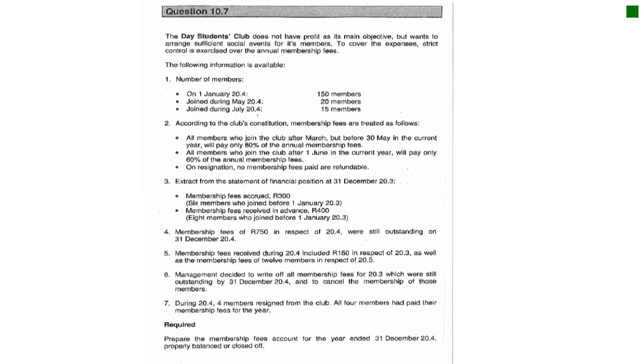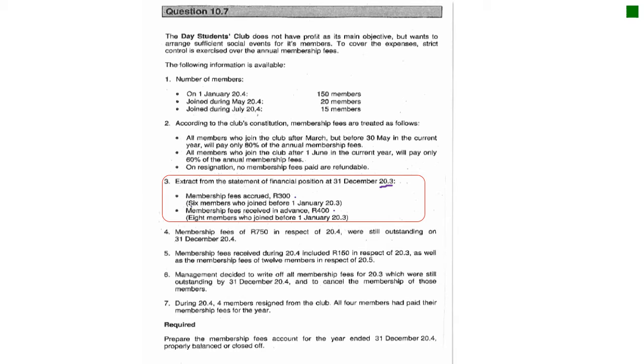Okay, then we are not sure in this question. They don't actually tell us anywhere how much the membership fees actually are. We're going to be able to get that information from item number 3, where they're telling us how much was accrued for at the end of last year, because the first thing we have to do in our membership fees account is to reverse the amounts that we raised last year, the 300 Rand for membership fees that hadn't yet been paid, and the 400 Rand for membership fees received in advance.